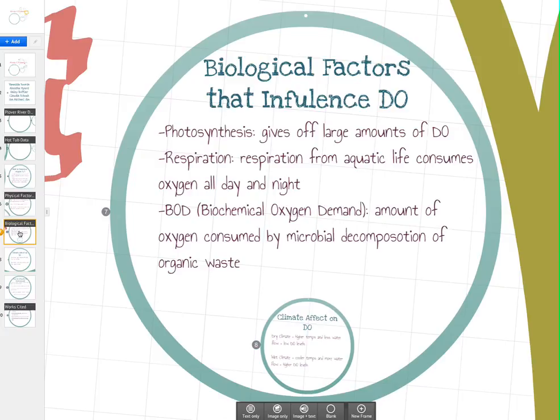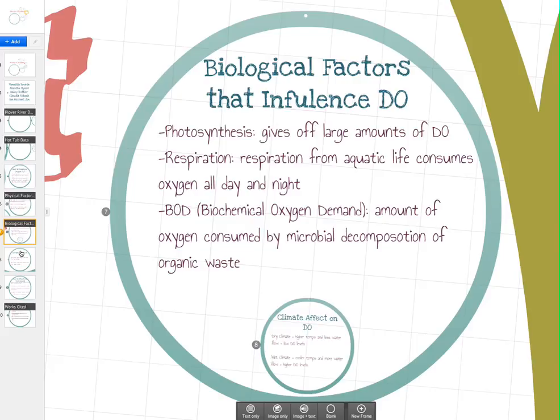Biological factors that influence DO. Photosynthesis. When aquatic plants photosynthesize, large amounts of DO are given off during the daylight. Respiration. Respiration from algae, aquatic vegetation, and microorganisms consume oxygen all day and night.